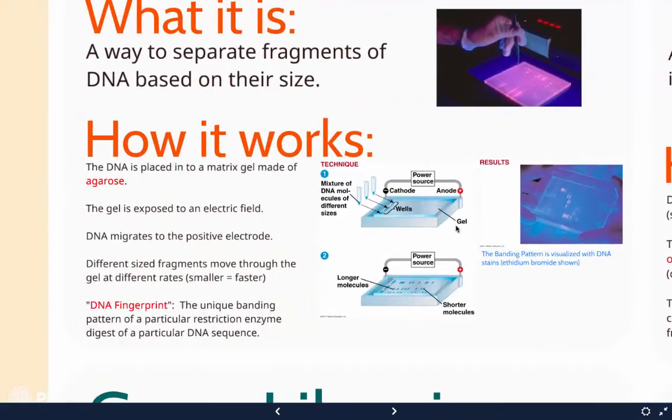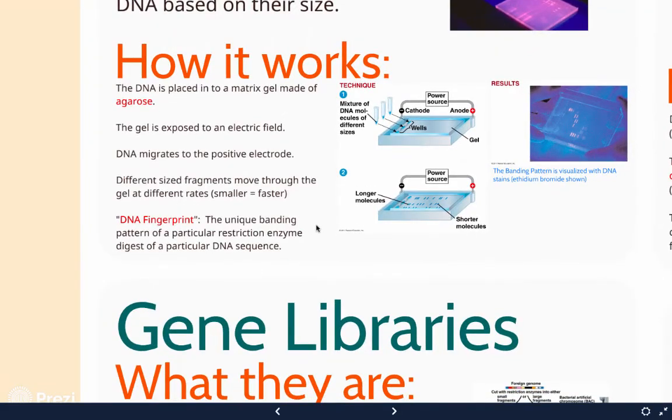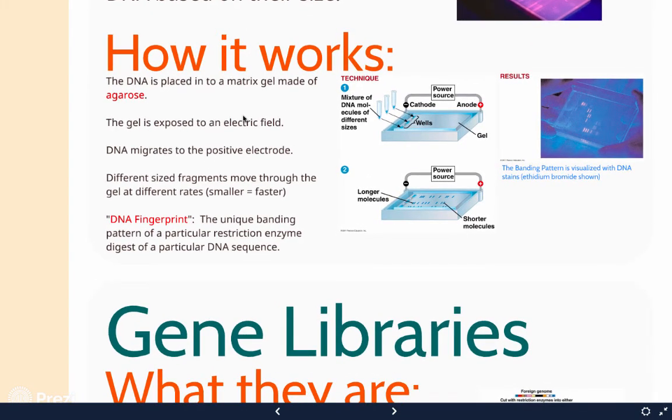Okay, so the DNA fingerprint is unique, but other than that, it's a gel, an electric field. DNA moves to the positive because it's negatively charged. Different sized fragments move differently. Smaller fragments move faster through the gel, which means they move further over a period of time. And then we have to be able to visualize.